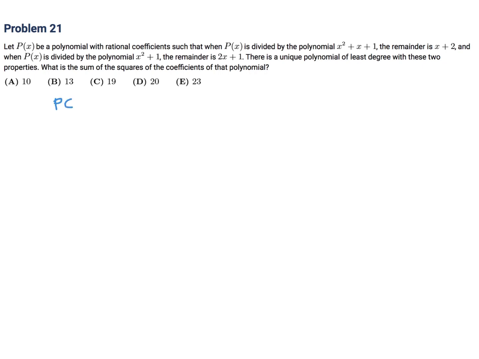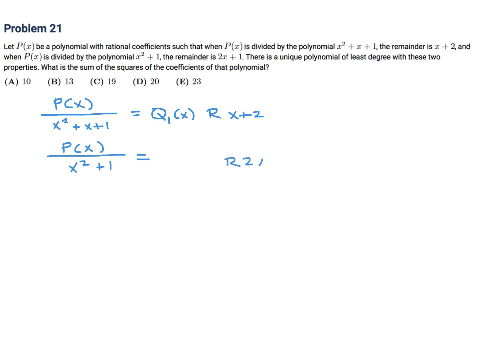So the first one, they're saying that when p of x is divided by x squared plus x plus 1, you get the remainder of x plus 2. Obviously, you're going to get some polynomial, and I'll call that q1 of x because we're going to have another one. Then when you divide the same polynomial by x squared plus 1, you get a remainder of 2x plus 1. And we'll get some other polynomial, which we'll call q2 of x. So we now have to figure this out, and off we go.